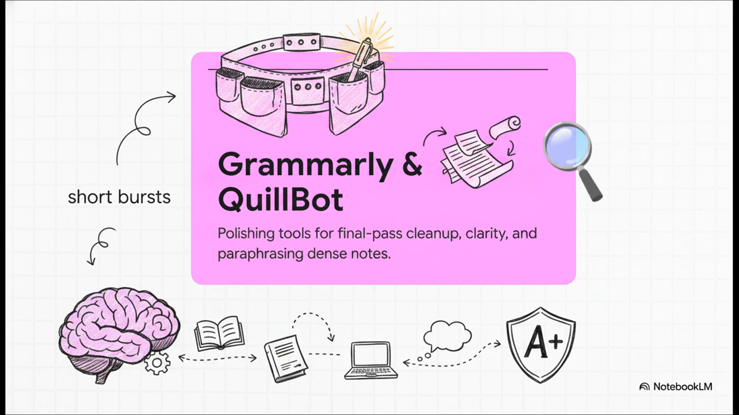For the writing side of things, we're looking at Grammarly and Quillbot. Grammarly is your final pass cleanup hero for clarity and grammar. Quillbot, on the other hand, is like a utility belt for paraphrasing dense, complex notes. But here's the trick. You gotta use it in short bursts.